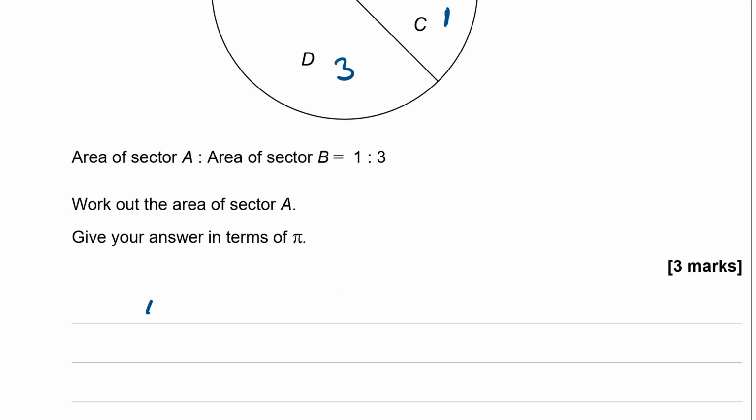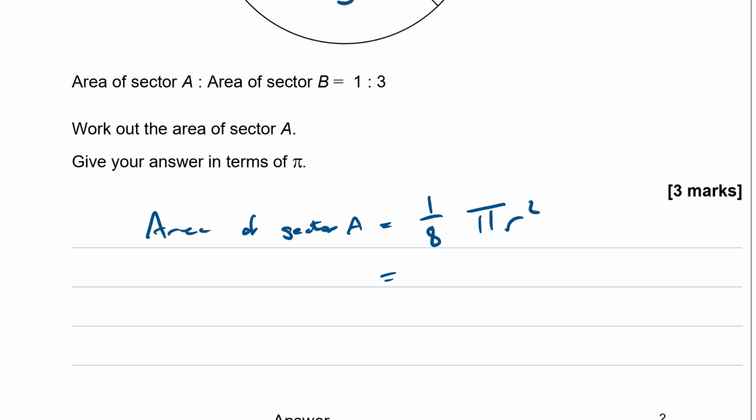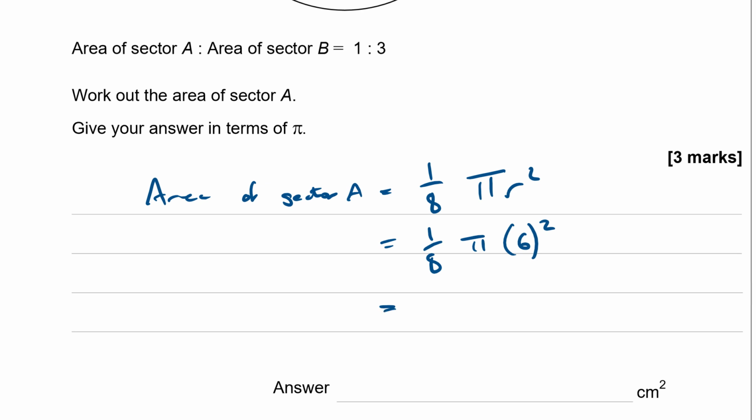Okay, so area of sector A is going to be 1/8 of pi r squared. Now we're told that r was 6 centimeters, so it's going to be 1/8 of pi 6 squared. 6 squared is 36, so that's 36 pi over 8, which I suppose we can cancel down to 9 pi over 2, or 4.5 pi. I'm going to leave it like that, 9 pi over 2.